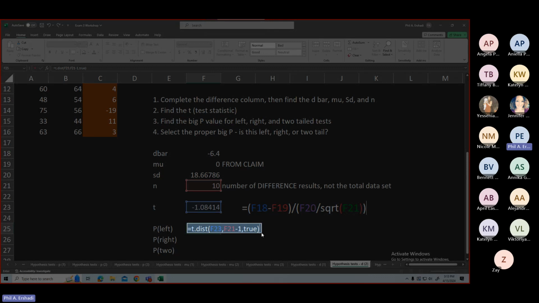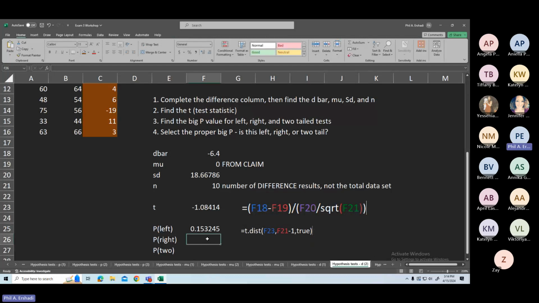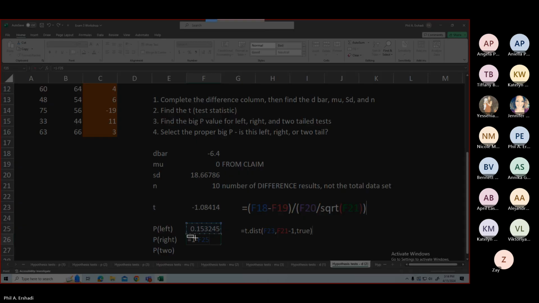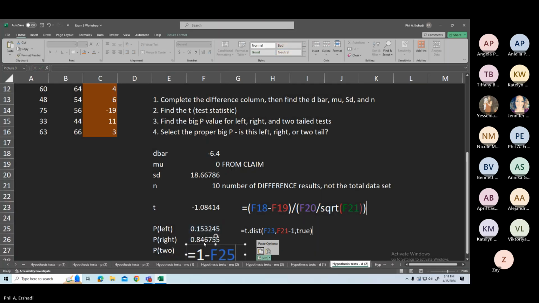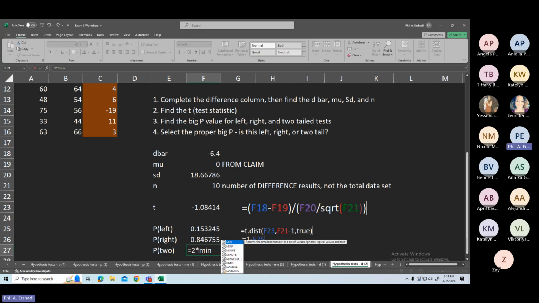That's my formula for the left. And then for the right, I'm just going to do 1 minus the left. And then for two-tail, I'm going to take 2 times whichever of those is lower. So 2 times min of those two, like before.